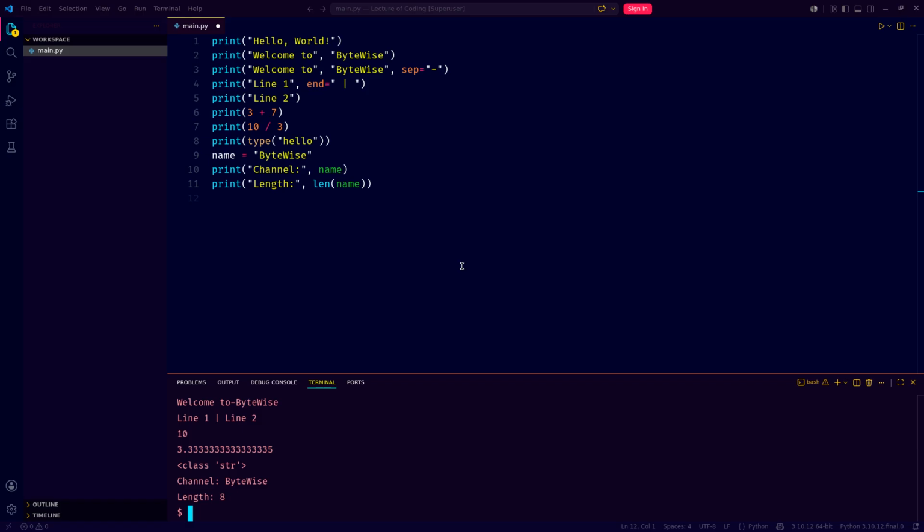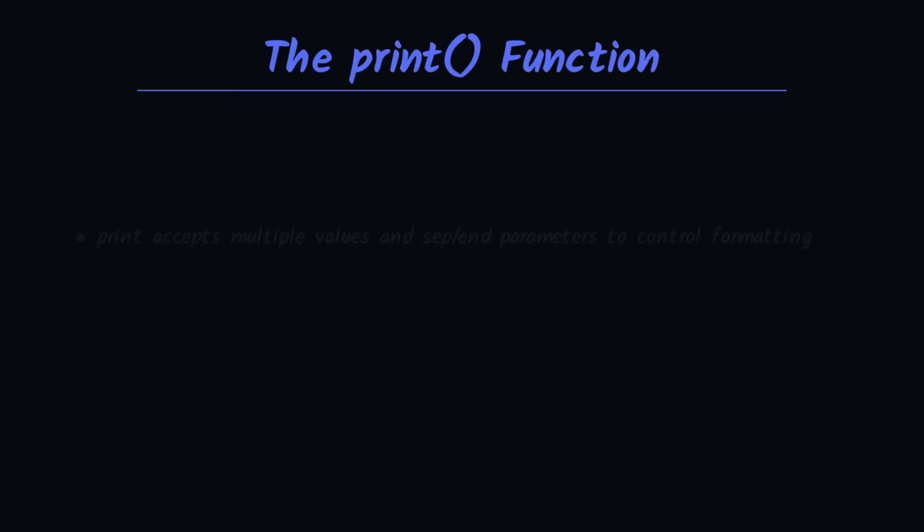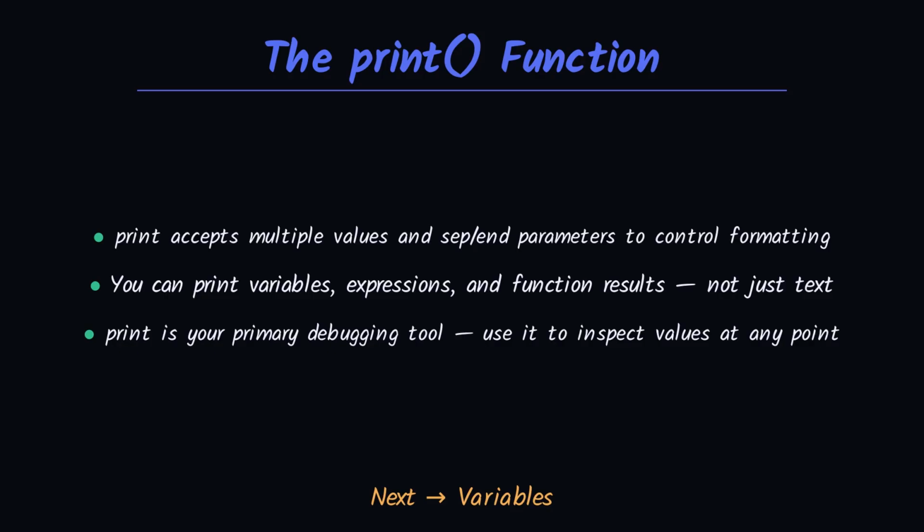Print is more than a hello world function. It is your first debugging tool and your window into a running program. Every time something behaves unexpectedly, print is how you find out why. Next up is variables. Understanding how Python stores and labels values is the foundation everything else builds on.